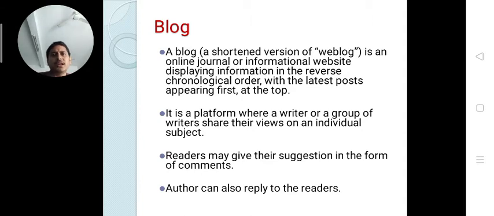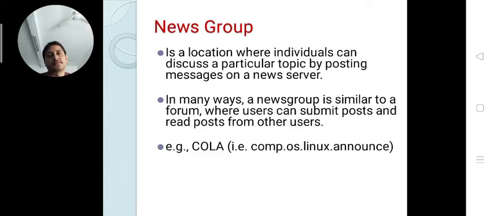Because it is just a diary, you can write anything, whatever you wish, and readers may give their suggestions in the form of comments. It is the wish of the blog writer. If he wishes to allow users to comment, they can comment and give suggestions, and the author can also reply to the readers. If any reader has written anything, you may reply to that also.